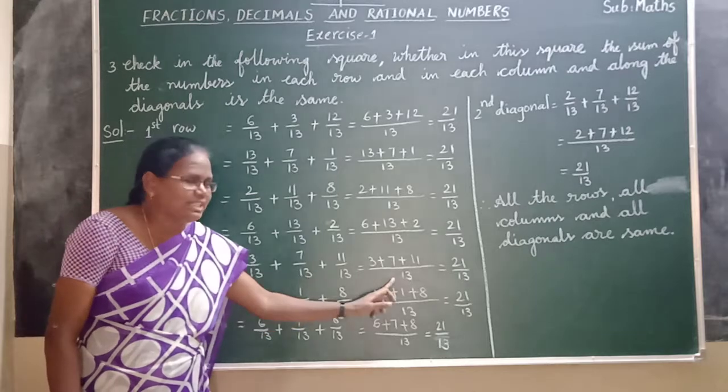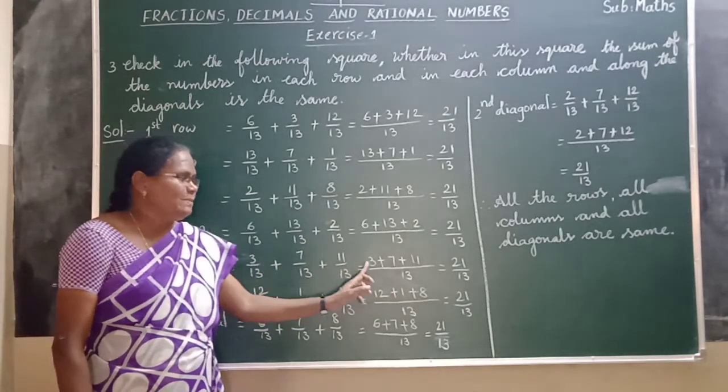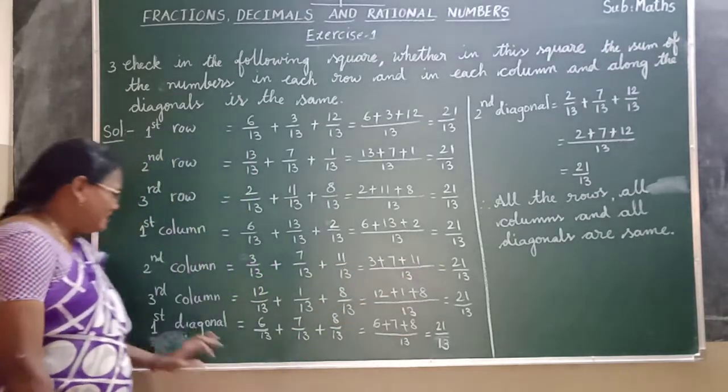Now second column: 3 by 13 plus 7 by 13 plus 11 by 13. LCM is how much? 13. Add the numerators: 3 plus 7 plus 11. 3 plus 7 is 10. 10 plus 11 is 21. 21 by 13.